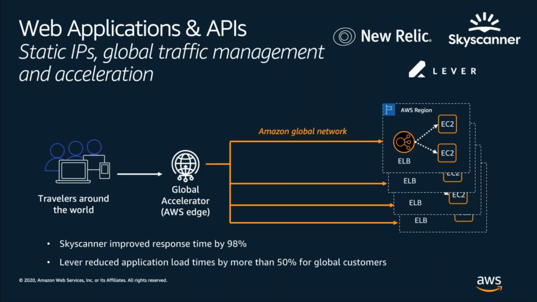This is another use case. This is more of a traditional web traffic API workload. New Relic, Skyscanner, and Lever have been using Global Accelerator to get performance improvements. Skyscanner improved their response time by 98%. Lever reduced their application load times by more than 50%. And they really care about getting global static IPs, this global traffic management layer, and acceleration, so both throughput and first byte latency improvement to multiple regions.